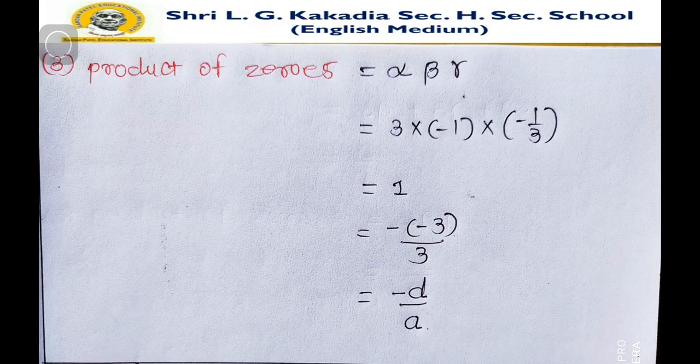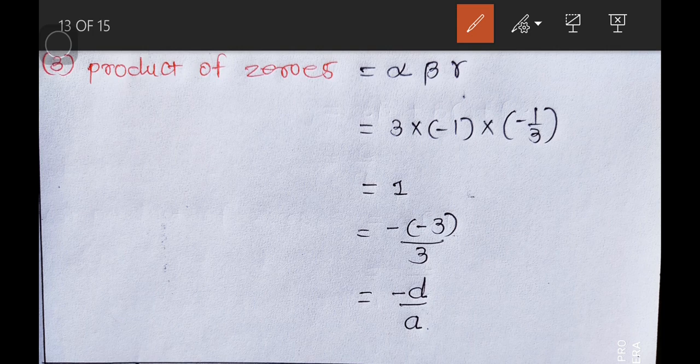the third relationship, that is the product of zeros, is given as alpha, beta and gamma. Now alpha is 3, beta is minus 1 and gamma is minus 1 over 3. The 3s are cancelled, minus minus is equal to plus, and we get at last 1, and we can write 1 as minus into minus 3 by 3. So the minus sign as it is, minus 3 is the D and 3 is the A. So here we verified the third relationship between zeros and coefficients of a cubic polynomial.